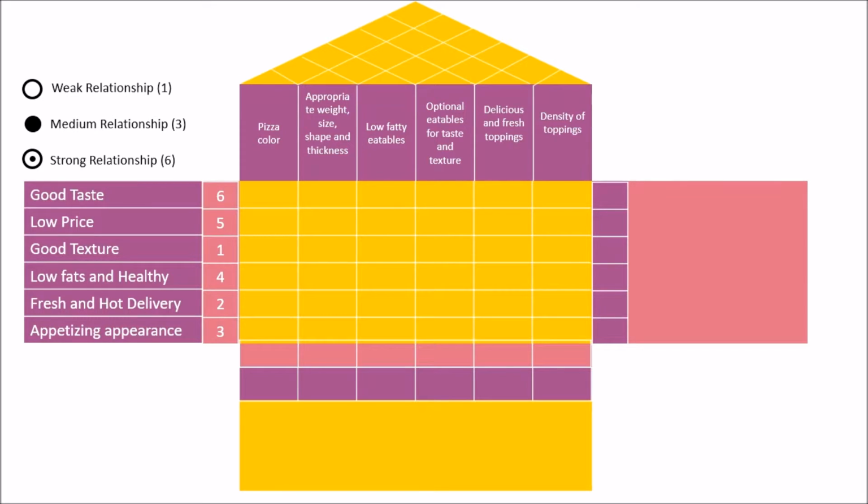Now I'm assuming there is a strong relationship between good taste and appropriate weight, size, shape, and thickness. I'm assuming we have a strong relationship between low fats and healthy pizza and low fatty eatables. Now we are going to move to the medium relationships. I'm assuming a medium relationship between good texture and the color of the pizza. Then we have another medium relationship between good texture and delicious and fresh toppings, and so on.